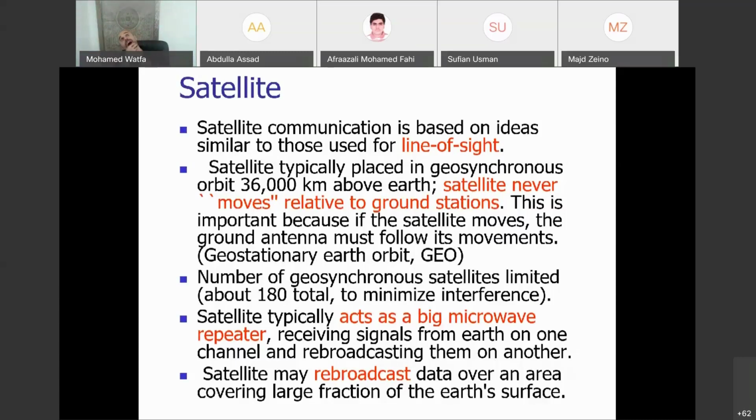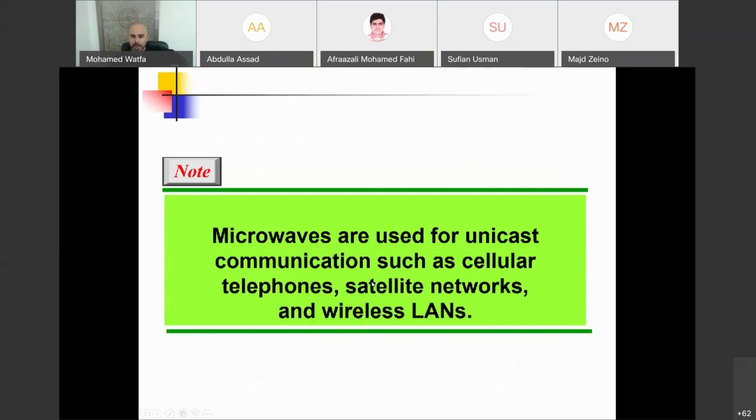In case you're wondering, how on Earth? Imagine if the satellite moves, I would have to go and move my dish on my rooftop in order to catch a signal, right? Obviously, it doesn't make sense. So you can see these are simple things. We call it geostationary Earth orbit. They're orbiting around the Earth. They're limited in number, typically in the range of 180 to 200, because obviously we don't want them to interfere with each other and start hitting each other. Think about it as a big microwave repeater out there rebroadcasting your signal. That's what you do with GPS and everything.